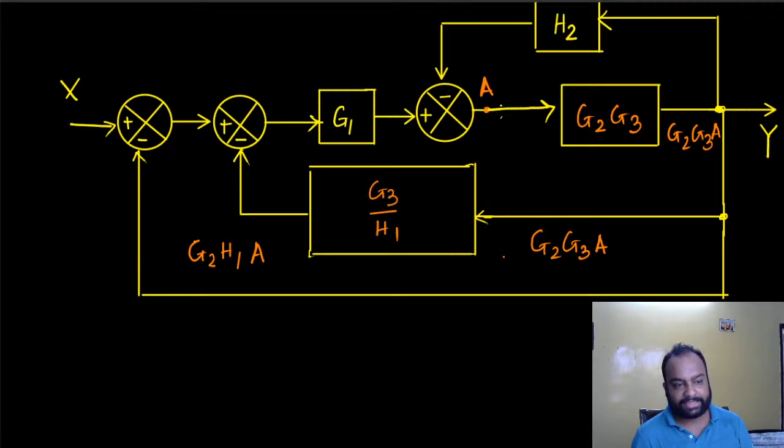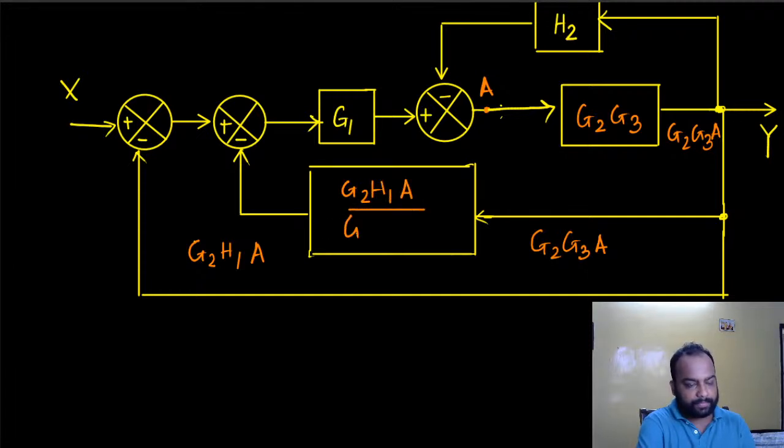So you have something like this, then it's perfect now. I'm sorry, what am I saying? Output by input, right? I wrote it wrong. The ratio has to be output by input. So G2 H1A divided by G2 G3A, right? Ratio of output to the input, of course. So A can cancel out, G2 can cancel out. I have H1 by G3.